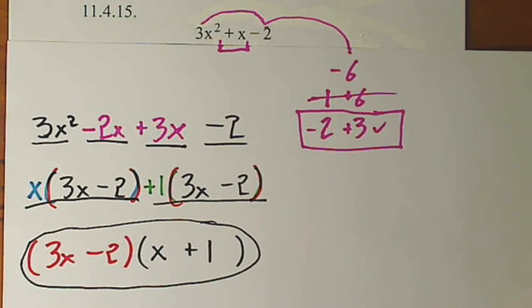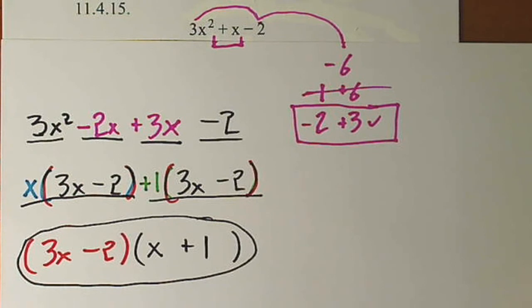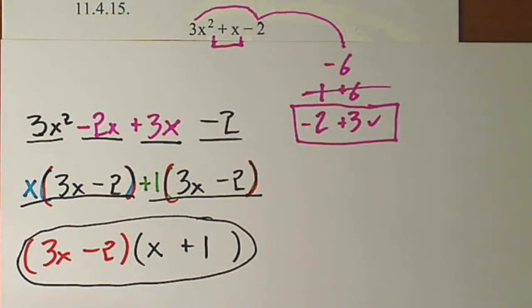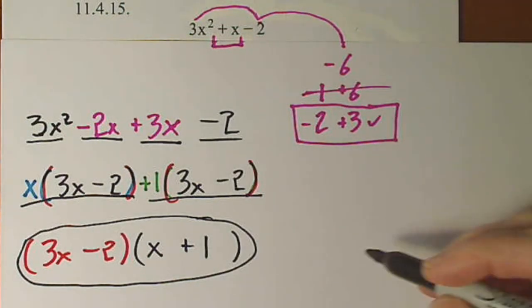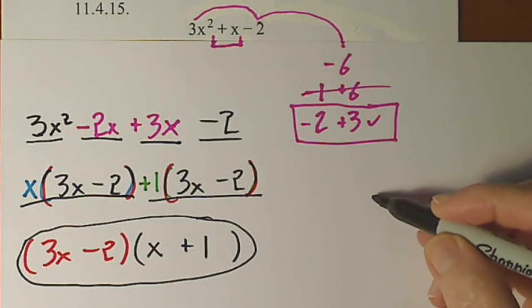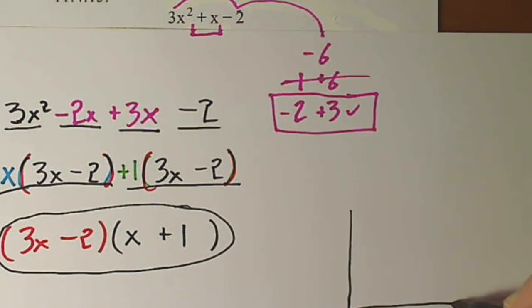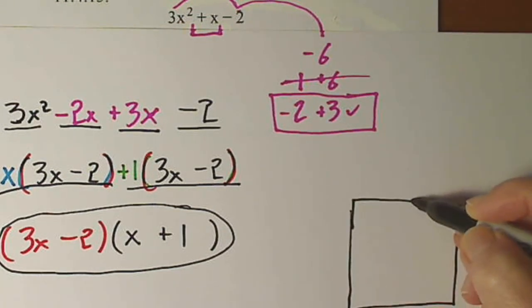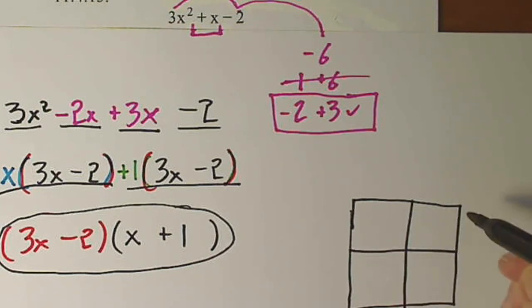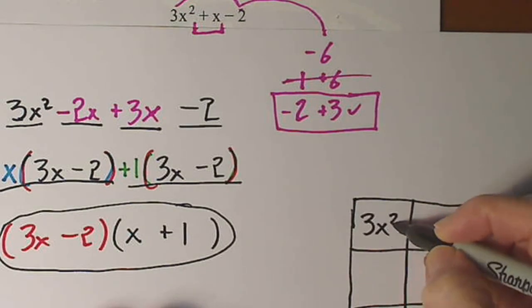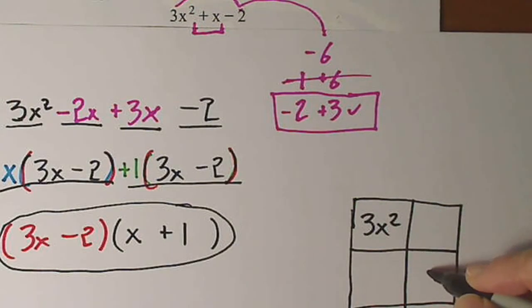Okay, I could also solve this using the box method, so I'll go ahead and do that now. If you have a leading coefficient other than 1, that indicates you're going to use the box or factor by grouping. So let's give ourselves a box here. You put the first term in the first box, so that's our 3x squared. Last term in the last box is our negative 2, but I don't really care about the sign down here.